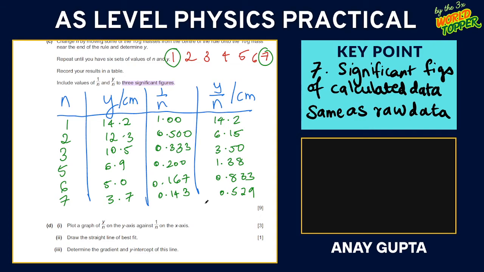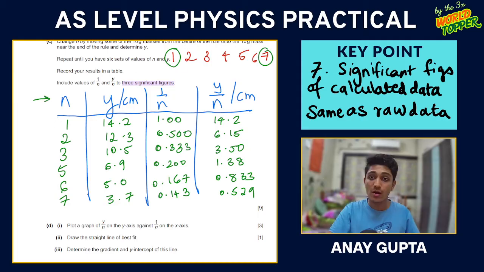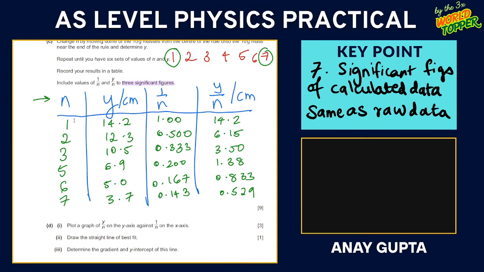Okay, so this is our entire table that fetches us 9 marks. 5 marks are for your values, your 6 sets of readings. Then 1 mark is for your column headers. 1 mark is for your good range of values, and the next remaining 2 marks are for your significant figures and your calculation.